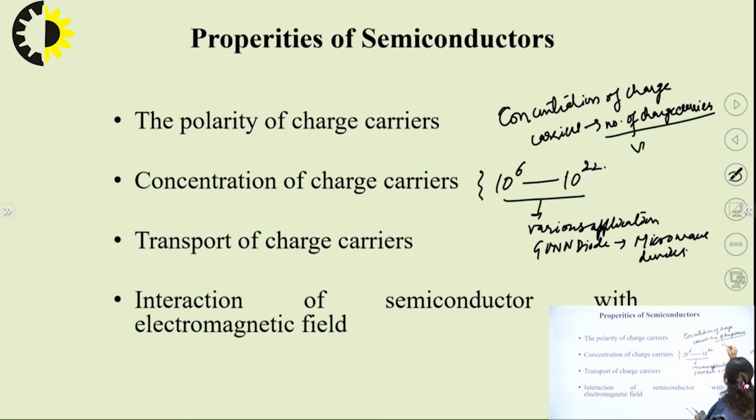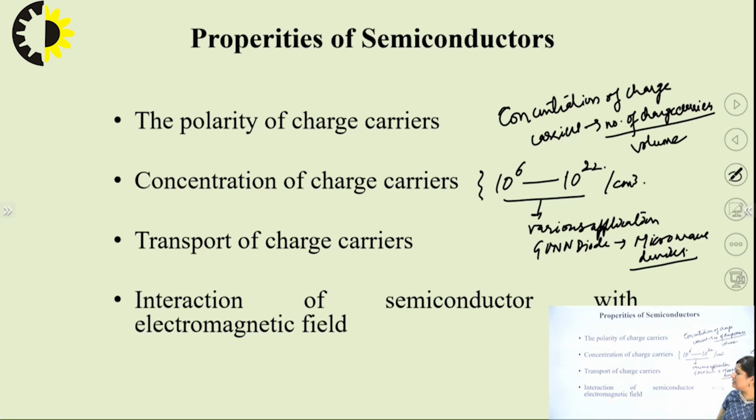Or we can say the number of holes per unit volume in the valence band, or the number of electrons per unit volume in the conduction band. So this will give you the concentration of charge carriers. The concentration of charge carriers lies between 10 to the power 6 and 10 to the power 22 per centimeter cube. That is why it can be used for various applications. With the help of semiconductor devices, we can make a Gunn diode, which is a basic microwave device.